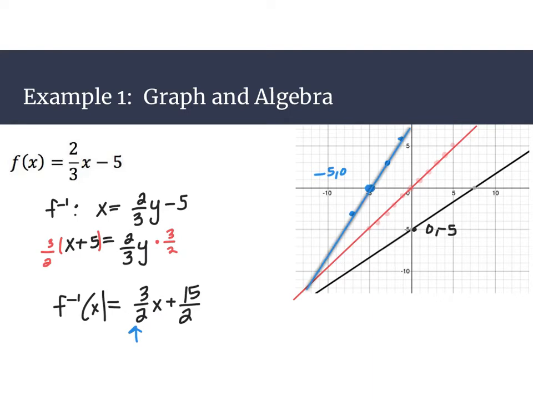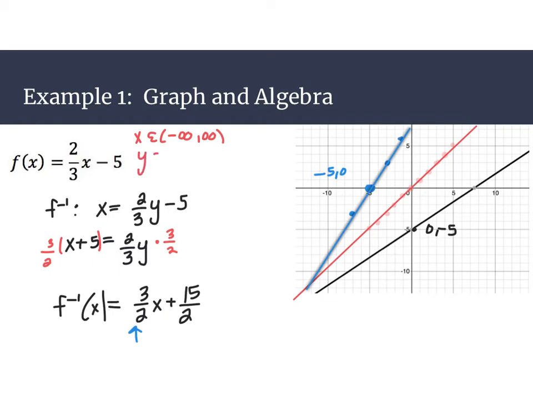Again, all of those points from the x and y were flipped. We can see that the slope is the reciprocal of the original slope. Again, the y-intercept turned into the x-intercept. Now on this function, the domain of the original function was all real numbers.